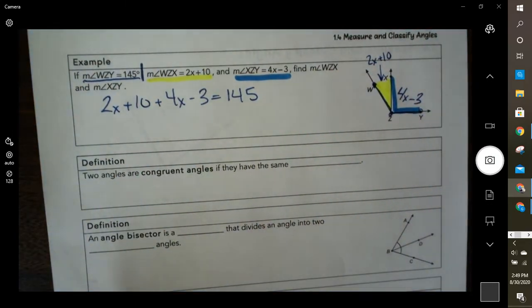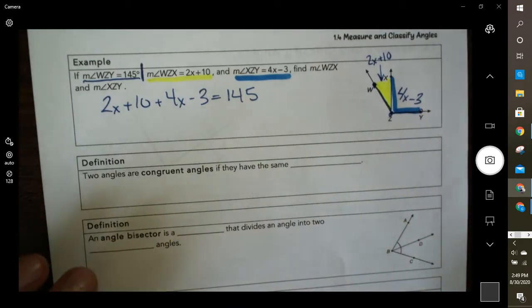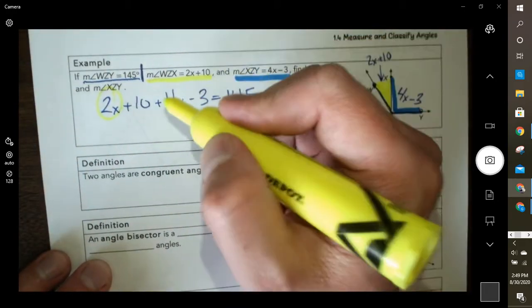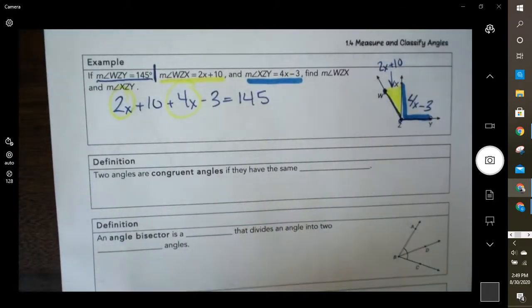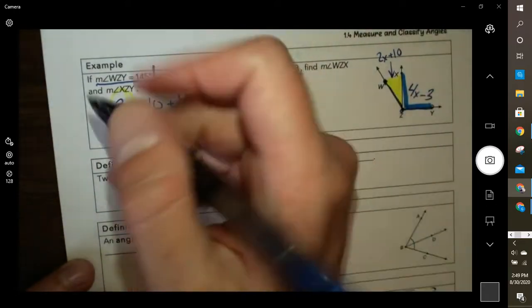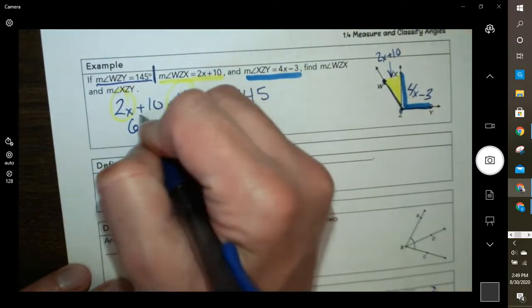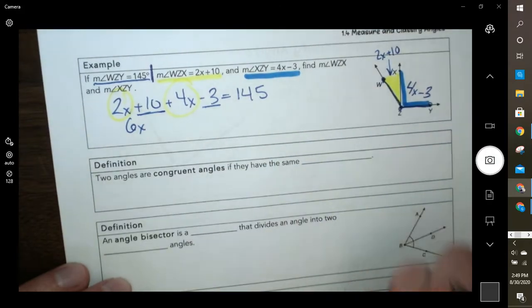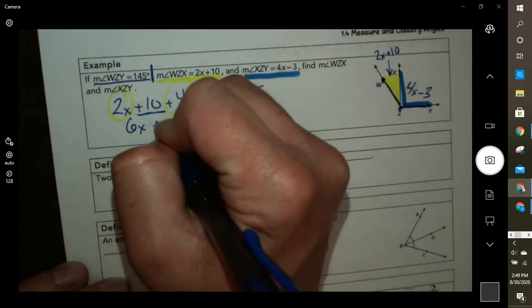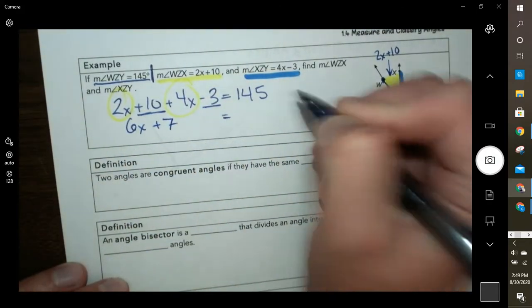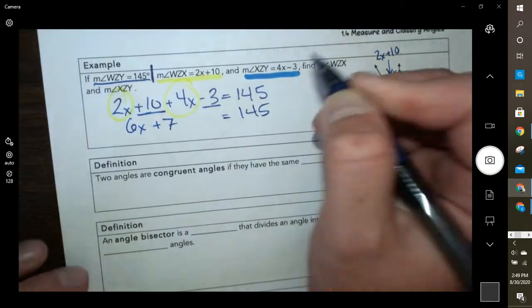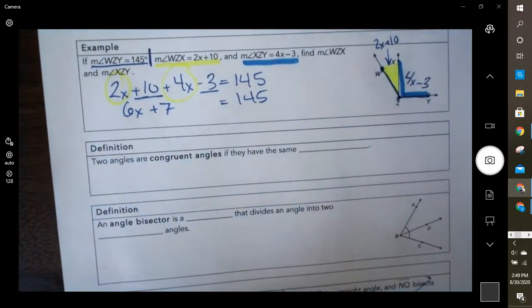And now we need to combine our like terms. Hopefully we notice that we have a 2x and a positive 4x. Together that would equal 6x. We also have a positive 10 minus 3. That would be a positive 7. And we're still up to that 145. So that simplified that side already a lot. Looks a lot easier now to go forth.